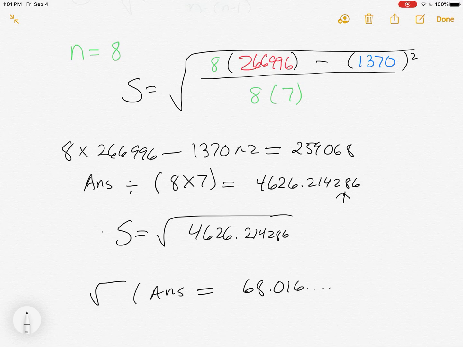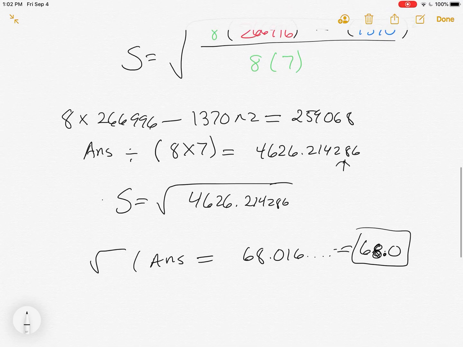68.016... So the book is rounding these to 1 decimal point beyond the original set of data. So as I look at this one, yeah, they're following that rule here as well. They are rounding this to 68.0. So the test should tell you how to round it, but they're rounding it out to the tenths. But that is matching the answer in the back of the book for this problem, 68.0. And you're done. That's the standard deviation.